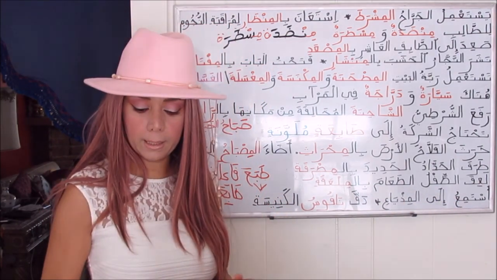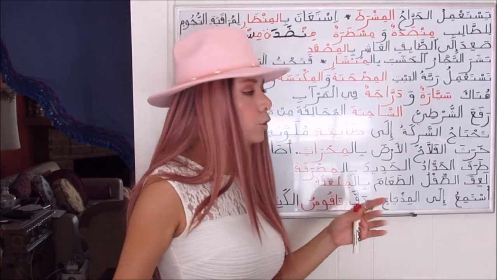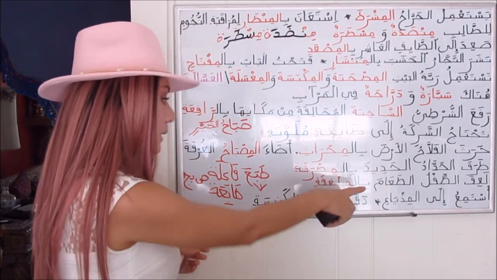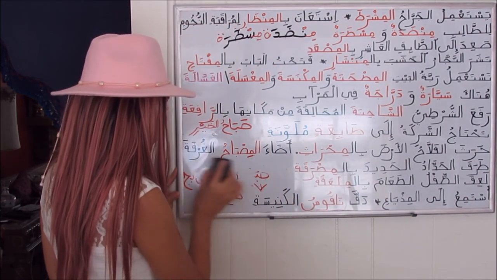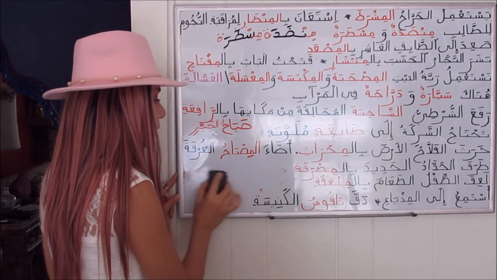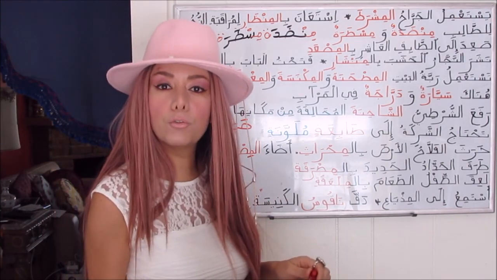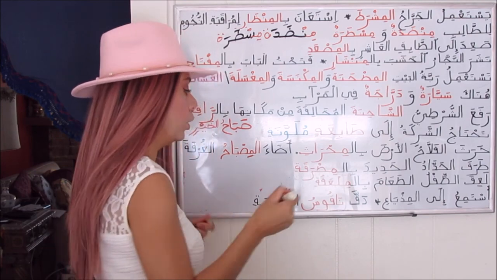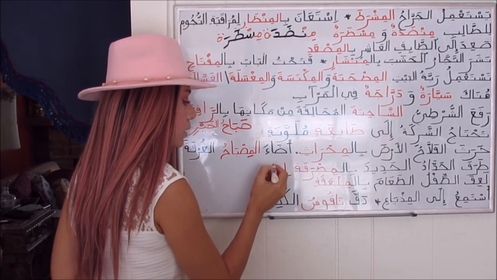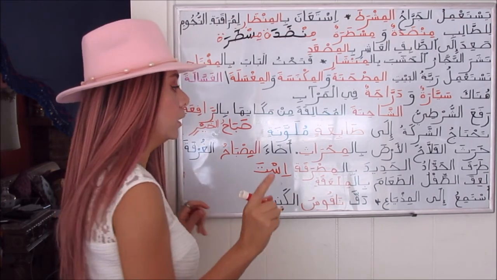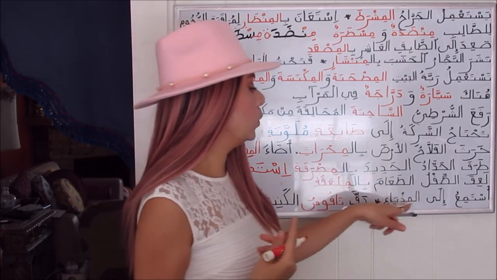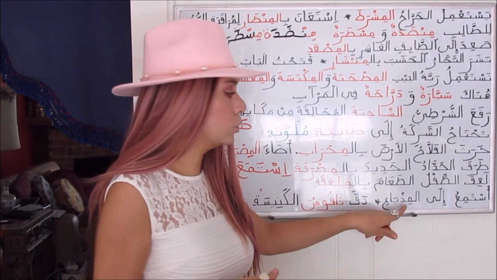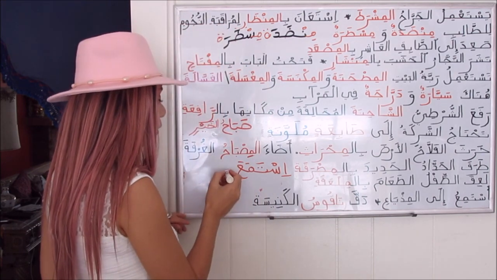أستمع إلى المذياع. مذياع can stand for a radio or a microphone, but here we don't say I listen to the microphone. أستمع is from the verb استمع, to listen. Many form 10 verbs start with the prefix ist. Form 10. So استمع, to listen to. أستمع إلى المذياع, I'm listening to the radio, from the verb ذاع.